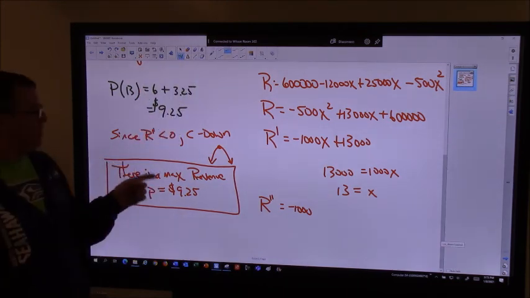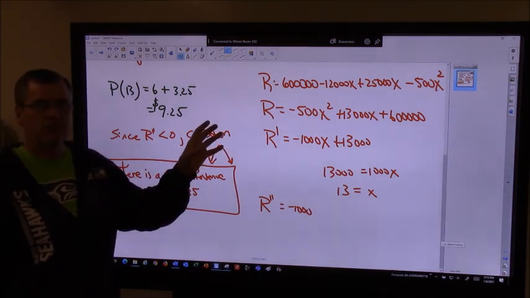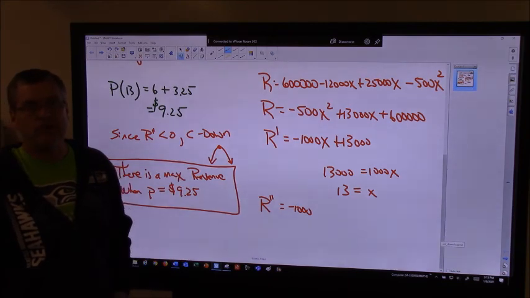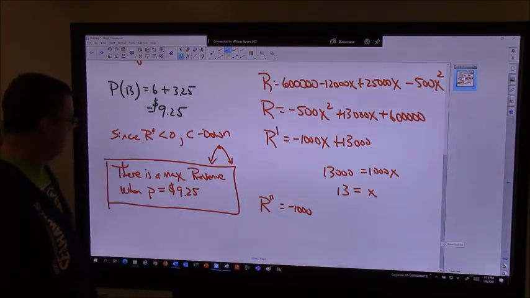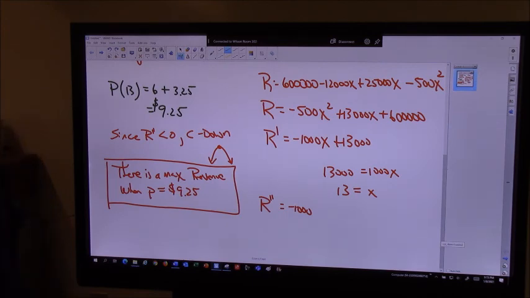So that's an optimization problem. We were trying to optimize the revenue, which means make your revenue as much as possible. That's what every business tries to do. And we think it's going to happen at that price. Okay? Let's try another one like this.